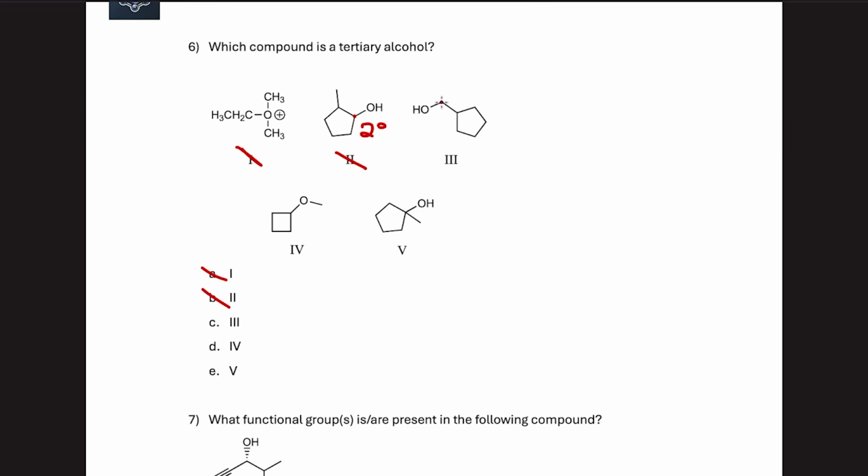In structure 3, this is the carbon bearing the hydroxyl. It's connected to only 1 other carbon, and so we know it's primary. So it's definitely structure 3. Structure 4 is not an alcohol, it's an ether. So we can eliminate structure 4. And then structure 5, we have this hydroxyl. This is the carbon bearing the hydroxyl, and it's connected to 3 other carbons. And so we know that structure 5 is not the answer choice.